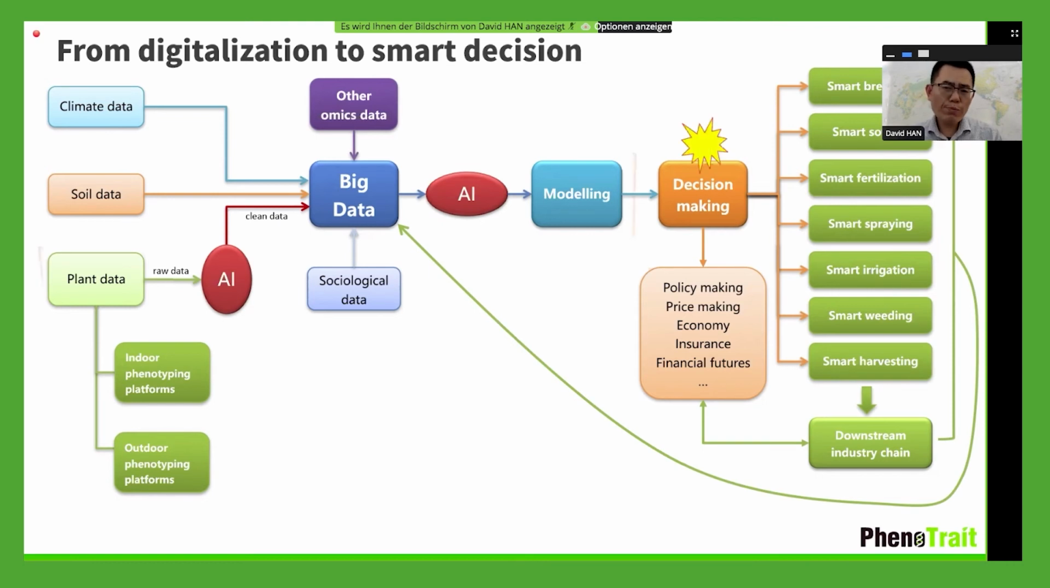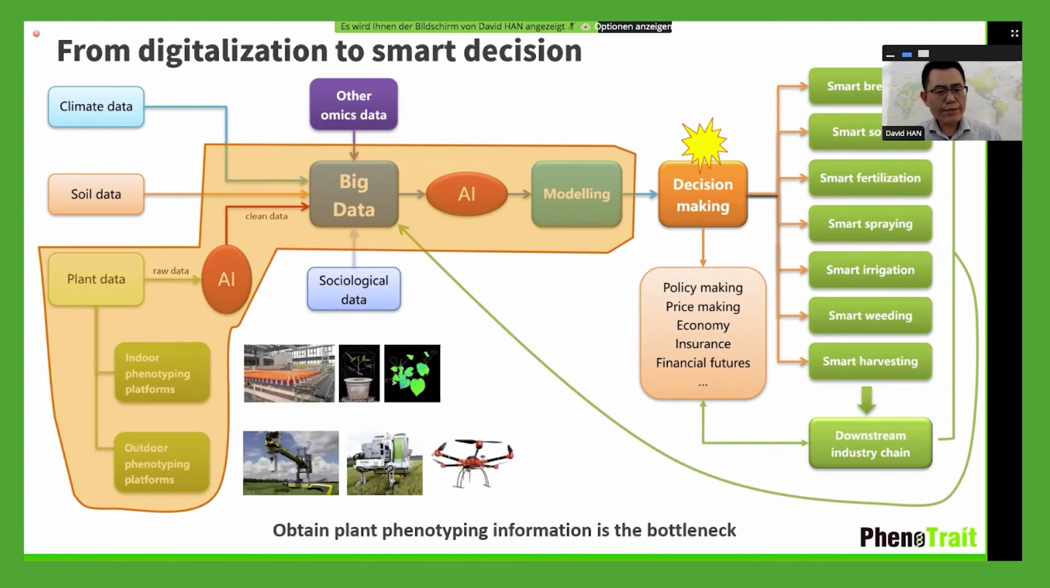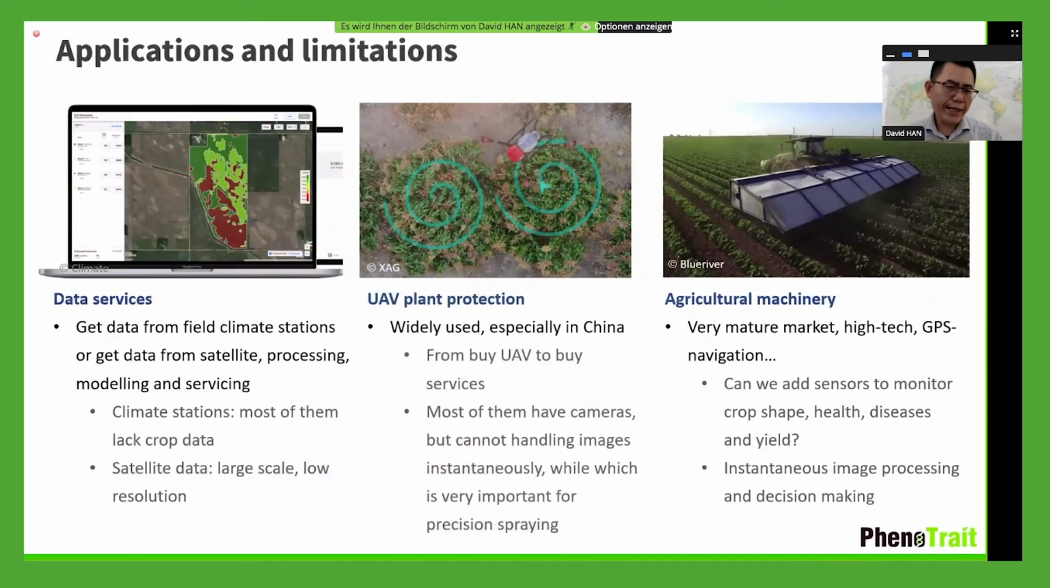So in all this process, the key is the decision-making process. In order to go from digital agriculture to smart agriculture, we need to collect a huge amount of plant phenotyping information, especially in the field. So we can say that obtaining plant phenotyping information, especially in the field, is one of the key bottlenecks of smart agriculture. So here we give 3 examples which are widely used all over the world.